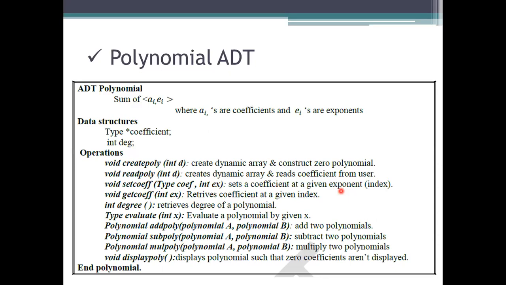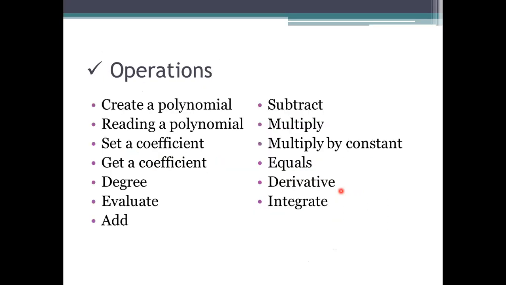We can also perform arithmetic operations, that is addition, subtraction, and then multiplication. Apart from this, we have equals, which checks whether both polynomials are equal or not. We need to go through each degree and check whether it has the same coefficient or not. By that only, we decide the polynomials have the same values.